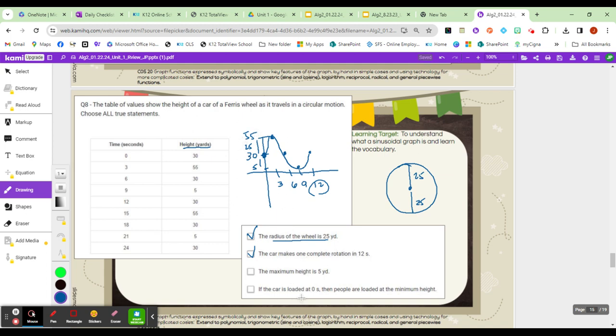And then the last one, the car is loaded at 0 seconds. Then people are loaded at the minimum height. At 0 seconds, you're right here. So you're at 30. I don't think we want to load at 30. I think we want to load at 5. I don't think we can jump up to 30 yards. So it says the car is loaded at 0 seconds, then people are loaded at the minimum height. That's not true. So we would just check those two.